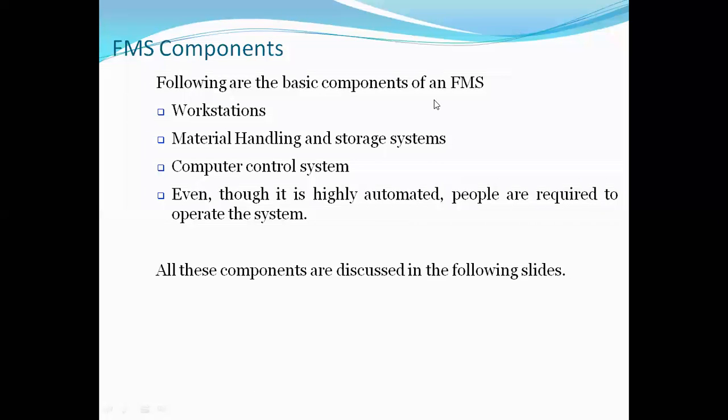That is again related to your FMS, that is flexible manufacturing system components. Which are the basic components of your flexible manufacturing system? See, there are four major components. First one is workstations. Second one is material handling and storage systems. Third one is computer control system. And fourth one is the person or the human being who will be operating.